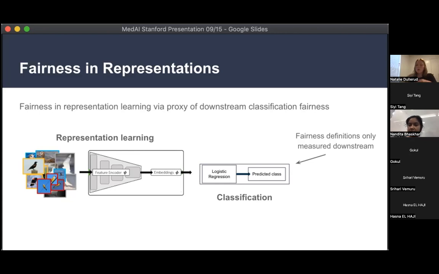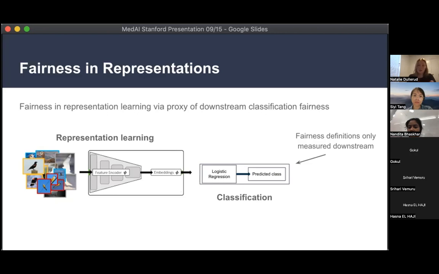So the goal here with fairness in representation learning has generally been to learn a fair mapping from an original domain to a latent domain, so that classifiers trained on these representations that lie in the latent domain are more likely to be agnostic to the sensitive attribute or have low subgroup gaps in downstream tasks. So basically, we train a representation learning model and assess its fairness via downstream applications.